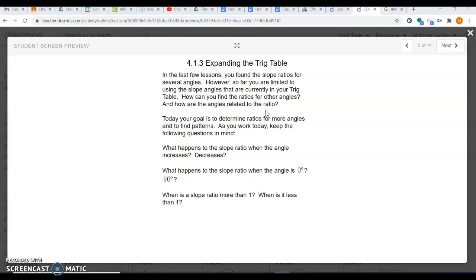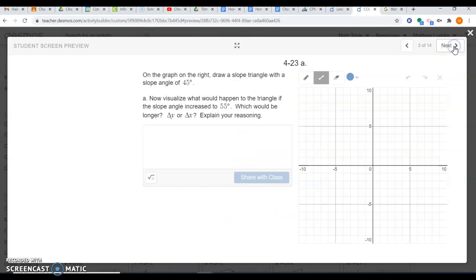Today, we're going to find some ones that are not as nice by just exploring some e-tools. And we're going to keep these three questions in mind. What happens to the slope ratio when the angle increases and decreases? What happens when the angle is 0 or 90? And when is the slope ratio more than 1? When is it less than 1? Those questions are going to be addressed in our learning log.